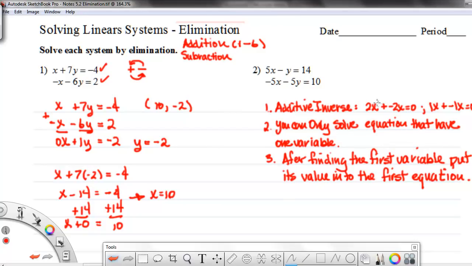Okay, so the additive inverse, remember you're looking for that additive inverse, and this is what it looks like. The second principle is you can only solve equations that have one variable, so you have to get a variable to drop. Let's go ahead and add that. So you have to make a variable drop.